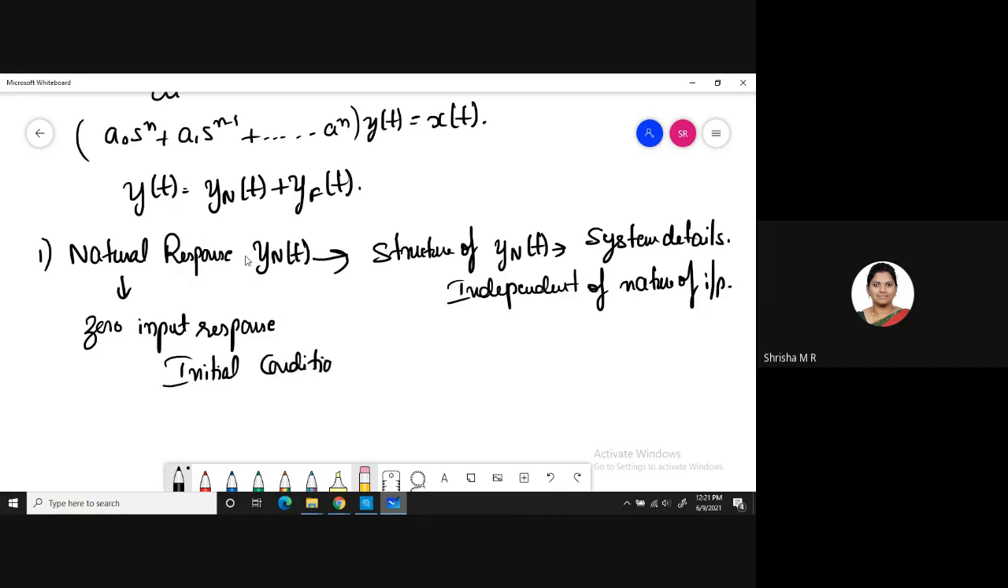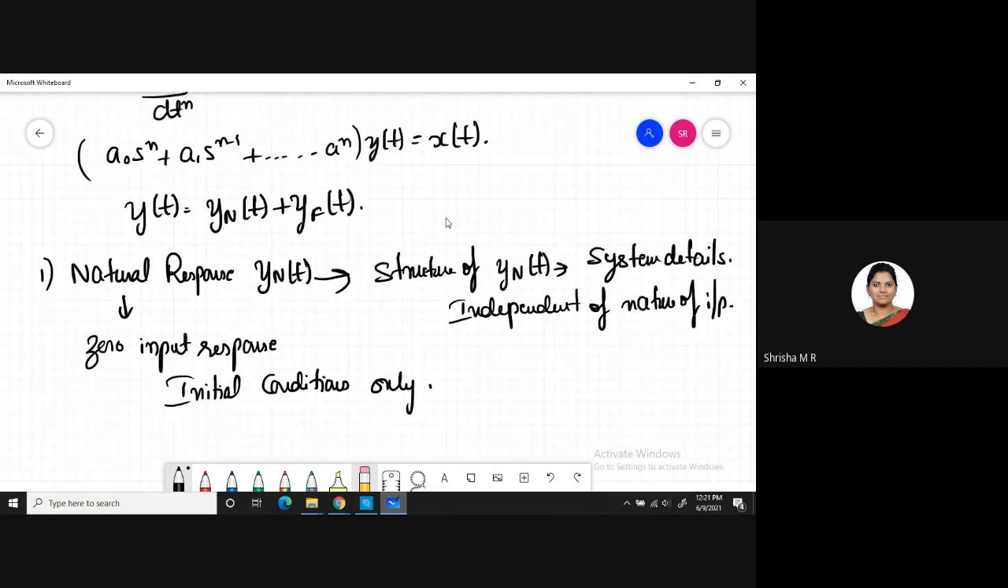You will be given some initial conditions. So this is a response. Natural response is a response of the system which is produced by initial conditions only. Okay. So now we have seen what this equation is.